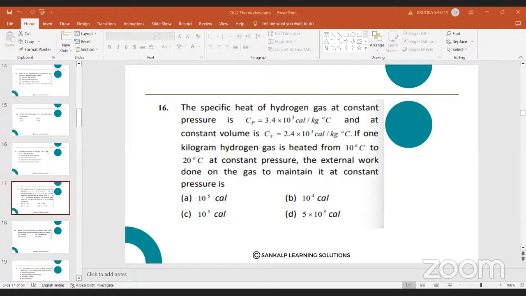The next question is: which of the following parameters does not characterize the thermodynamic state of matter? Volume, temperature, pressure, and so on. Yes, this question is repeated.